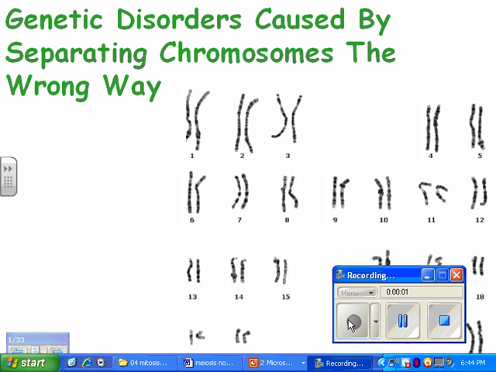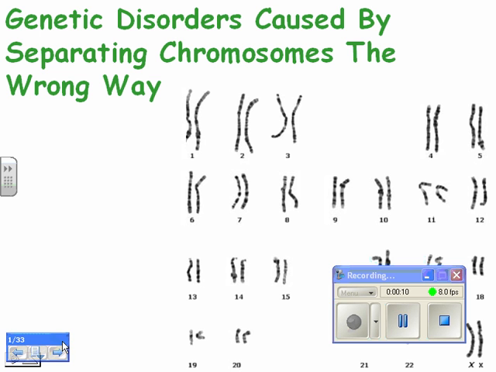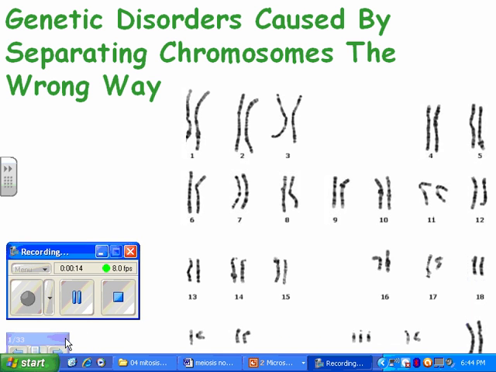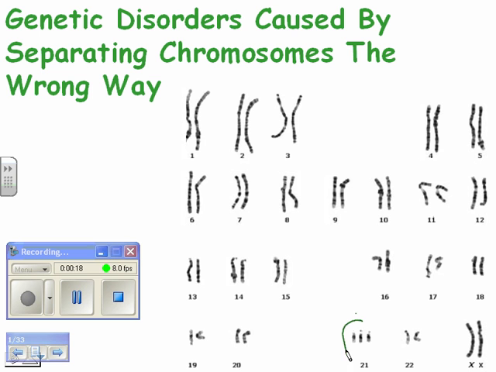So we're going to look now at genetic disorders caused by separating chromosomes the wrong way. In other words, if you do meiosis to make your egg and sperm, but you don't do it right, some mistake happens. What are the different possible problems that can happen? For example, if you look at this, you'll see right here, there are 3 chromosome 21s.